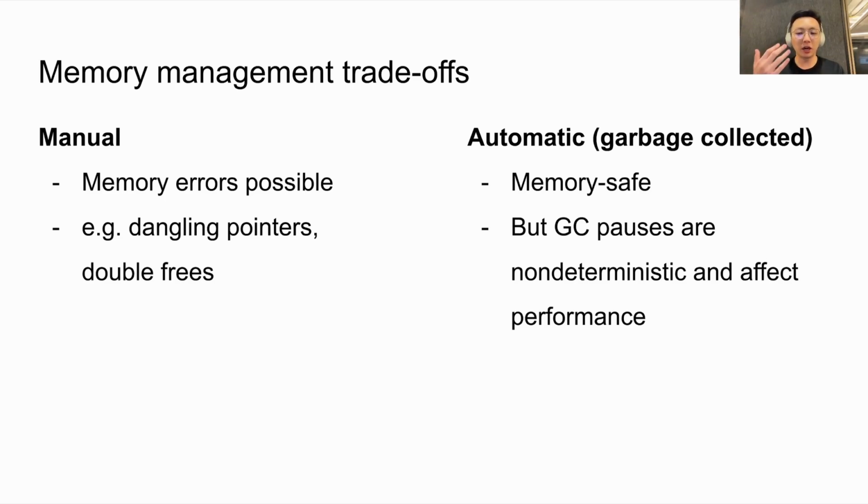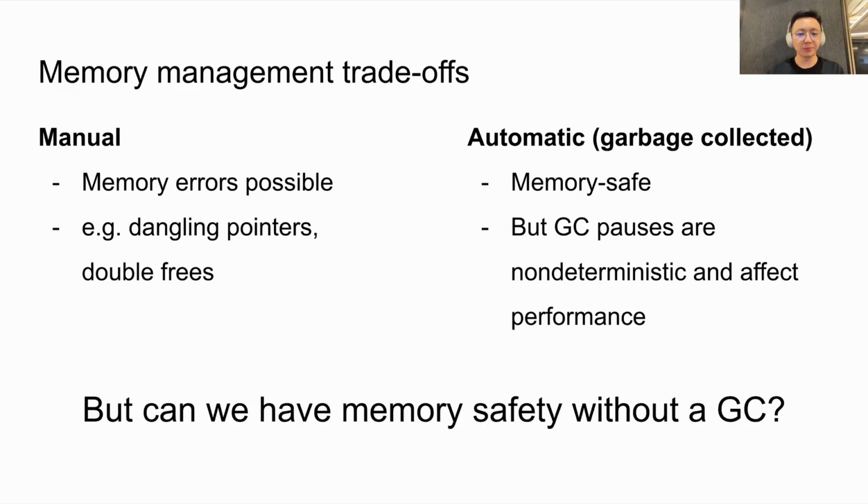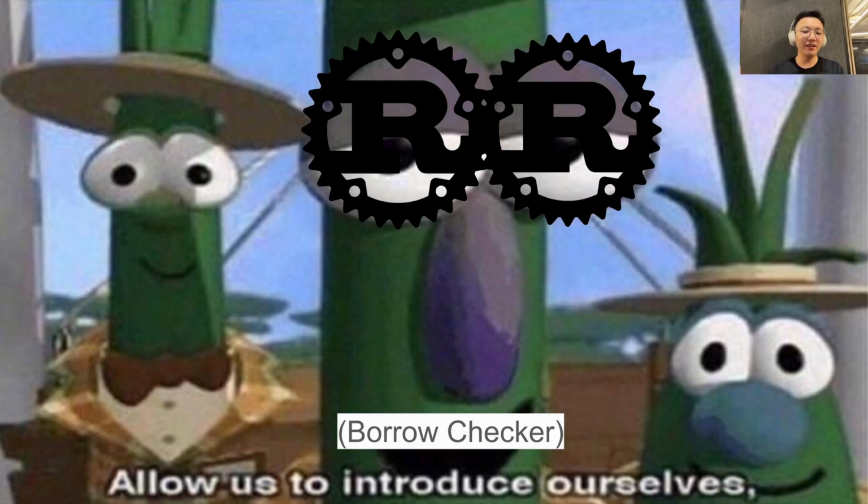But the problem is that garbage collectors, when they pause and do garbage collection, that affects your performance, and it can happen at non-deterministic times. It's kind of like the OS scheduler. Kind of anything could happen, and you can't really predict it. So that's not great for low-level systems where latency is an issue. The question is, can we have memory safety without a garbage collector? And I'm saying that with Rust, you get this. Enter the Rust borrow checker.